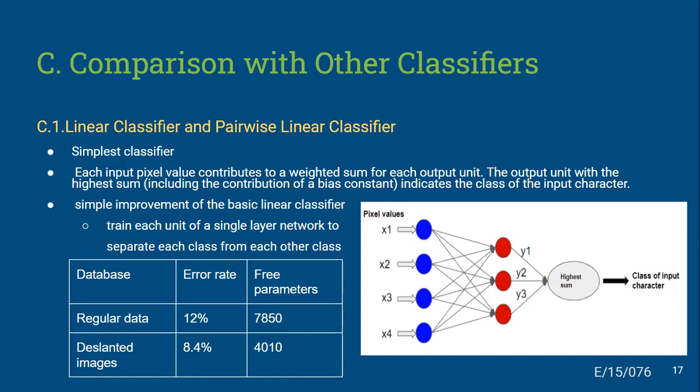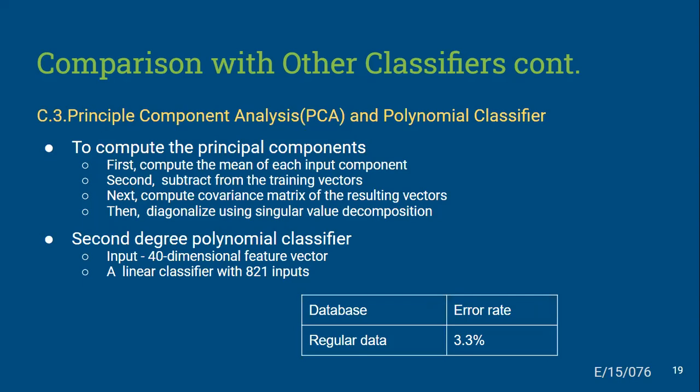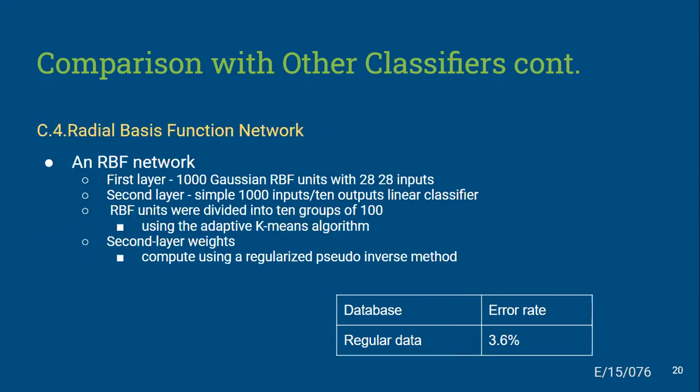The next classifier is the baseline nearest neighbor classifier. This is a k-nearest neighbor classifier, and the error rate on the regular data set was 5% and on deslanted images was 2.4% when k equals 3. Let's look at the principal component analysis polynomial classifier. As you see in this table, it gave a 3.3% error rate on regular data. The next one is the radial basis function network, and it gave a 3.6% error rate on regular data.